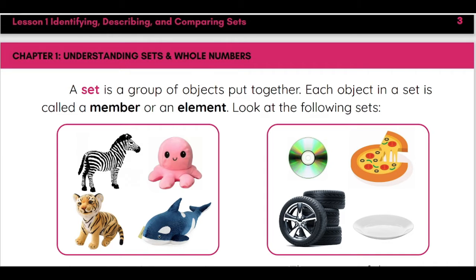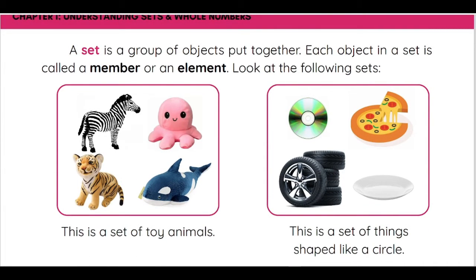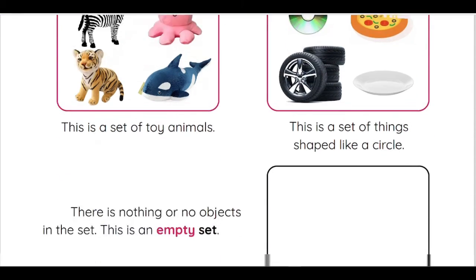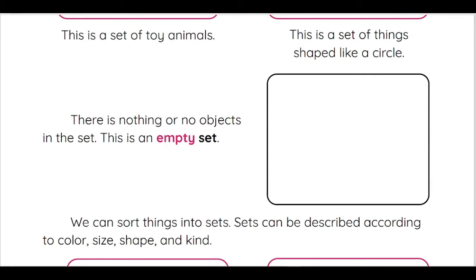Look at the following set. So this set is a set of toy animals. So if you have this at home, good for you. This is a set of things shaped like a circle. Examples are tires, CD discs, pizzas, and plates. In here, as you can see, you might wonder, why is it blank? It is called an empty set. An empty set is nothing, or no object in this set.